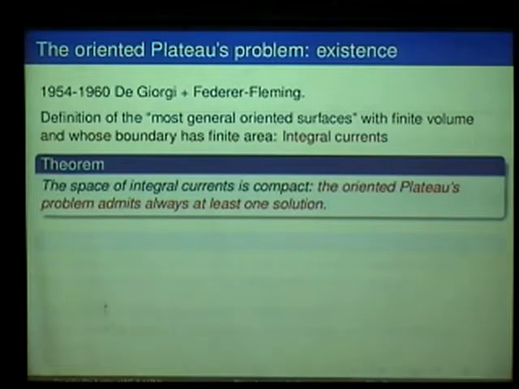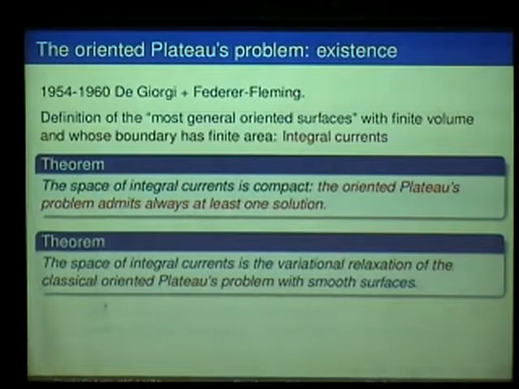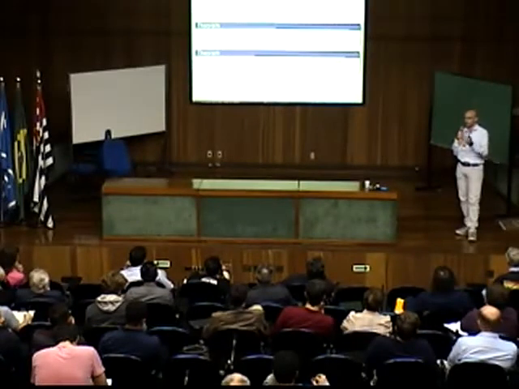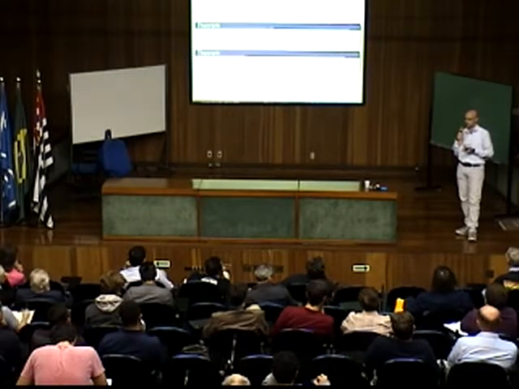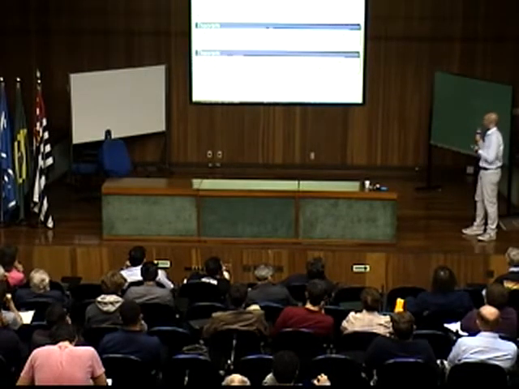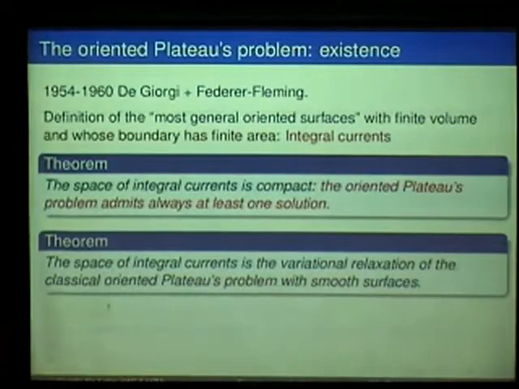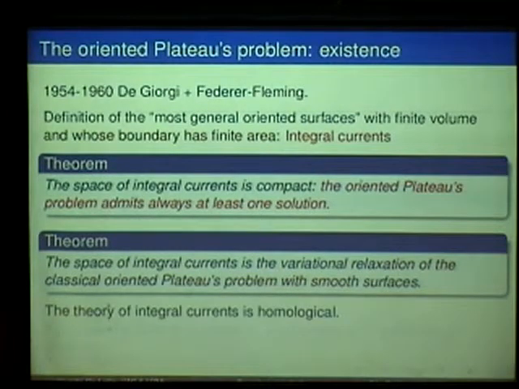And now, although I'm not going to give you the definition of integral currents, you can think about them as a kind of closure of the space of smooth oriented surfaces with multiplicity under a suitable notion of convergence. So in particular, you have something called the deformation lemma, which tells you that if you have a general integral current, you can approximate it with more regular objects. Okay, so you can think about the space of integral currents, therefore, as the variational relaxation of the Plateau problem for oriented surfaces.